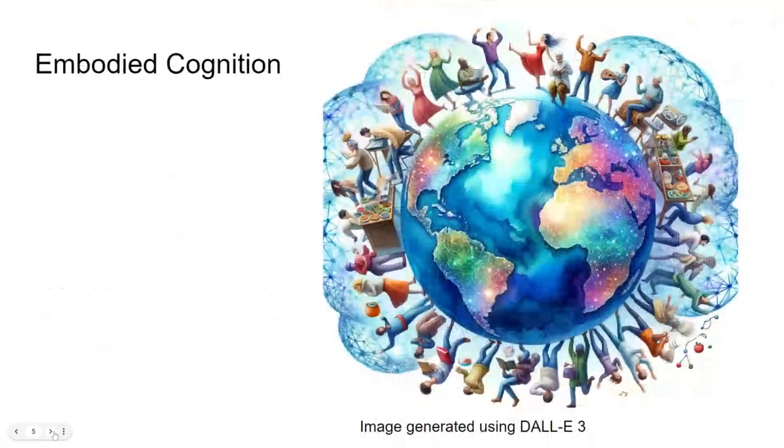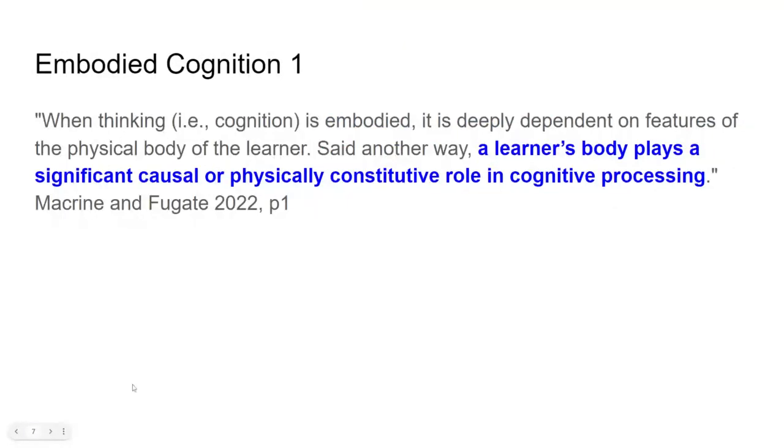And then there's another concept, which is embodied cognition, which is that we know and gather knowledge through our bodies as well. Macrean and Fugate, in the introduction to their 2022 book, say a learner's body plays a significant causal or physically constitutive role in cognitive processing. So we are learning things through our body, and we are processing with our bodies as well. Some people use the analogy of the octopus, which distributes its brain through its tentacles.